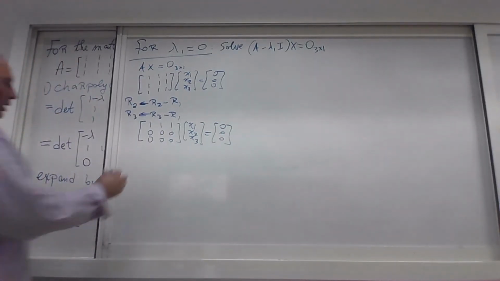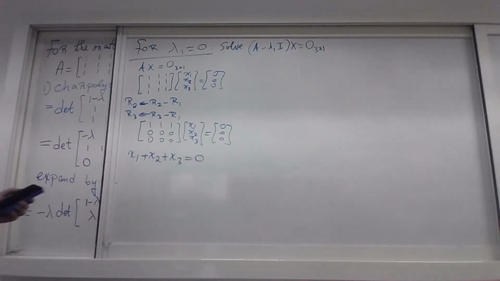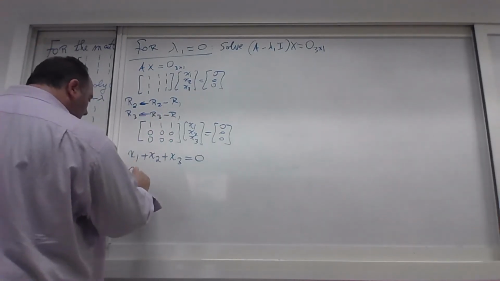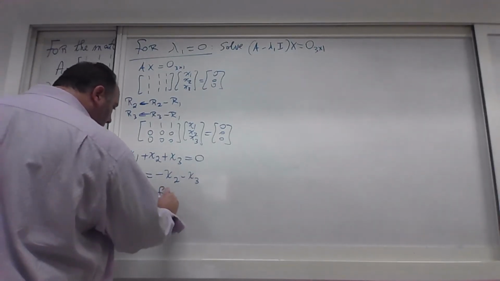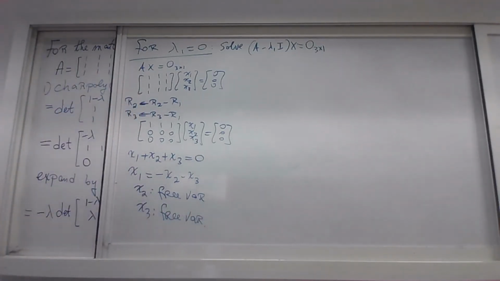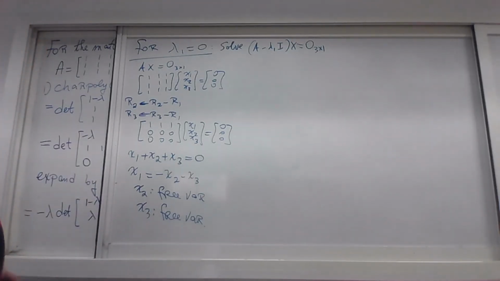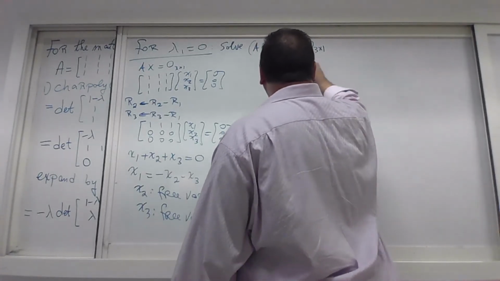Boom. So this means I have x1 plus x2 plus x3 equals 0. So obviously I'll have two free variables. Well, that's good because this is a reduced echelon form, right? x1 is main variable and x2, x3 are free. So x1 is equal to negative x2, negative x3. x2, free variable. And x3, free variable. That's okay because we remember that algebraic multiplicity of 0 was 2. So I had either 1 or 2 free variables. So the eigenspace was of dimension 1 or 2. In this case, it's going to be of dimension 2, sorry.